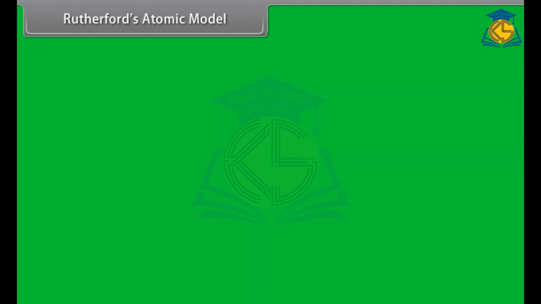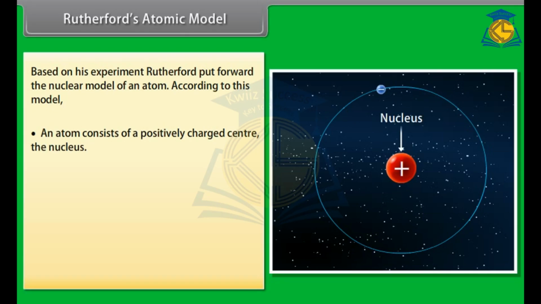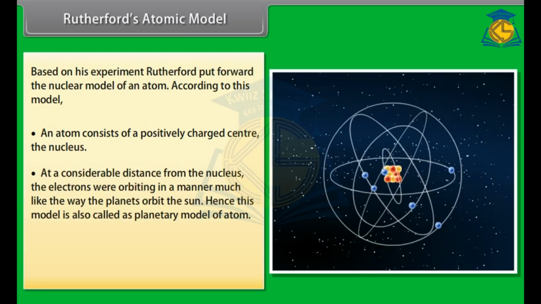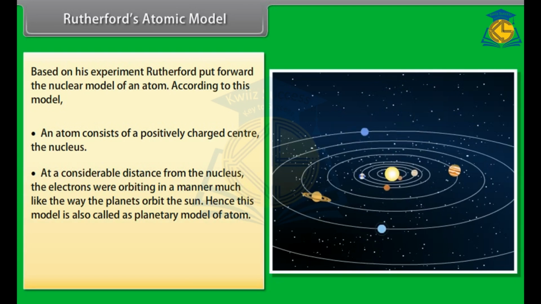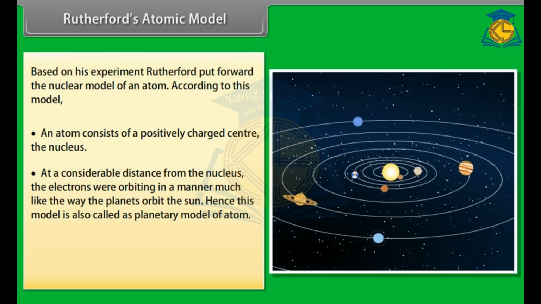Rutherford's atomic model. Based on his experiment, Rutherford put forward the nuclear model of an atom. According to this model, an atom consists of a positively charged center, the nucleus. At a considerable distance from the nucleus, the electrons were orbiting in a manner much like the way the planets orbit the Sun. Hence, this model is also called as planetary model of atom.